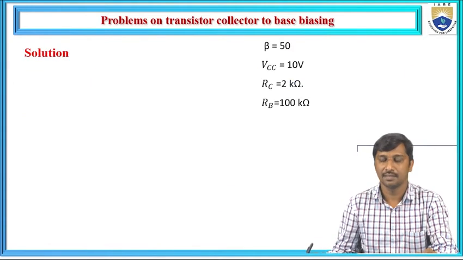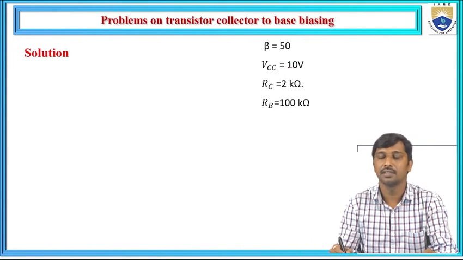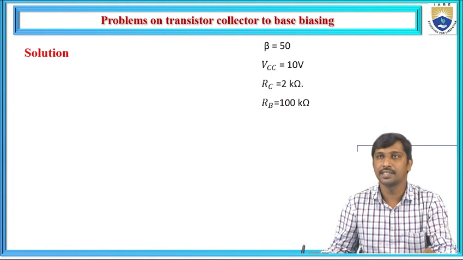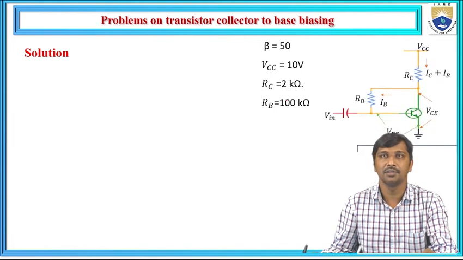So let us first consider all the details, that is, what specifications are mentioned in the problem. The current gain of the transistor is 50, the biasing voltage, VCC, is 10 volts, the collector resistance is 2 kilo ohms, and the base resistance is 100 kilo ohms. For this case, I consider the same collector to base bias circuit.